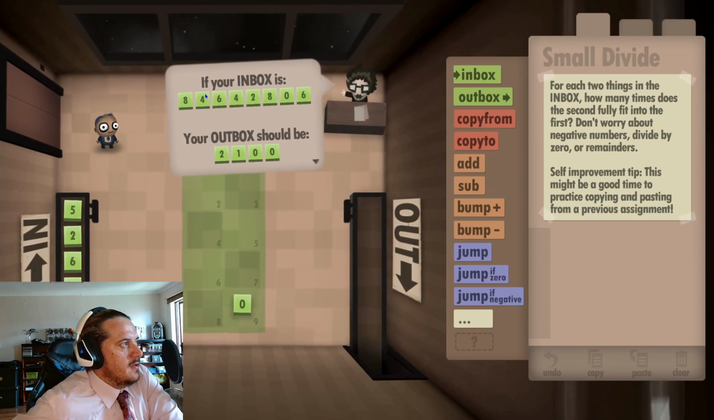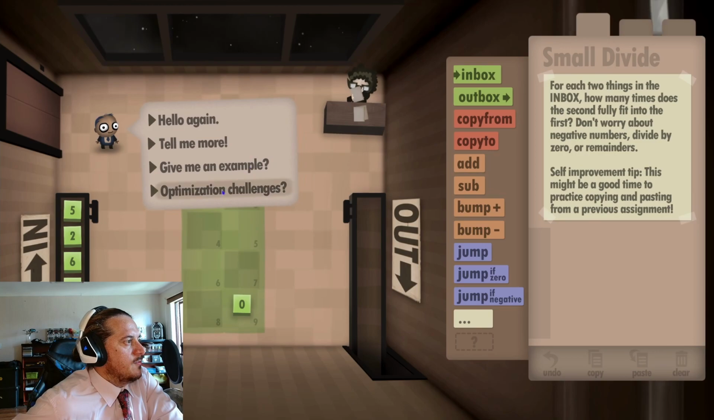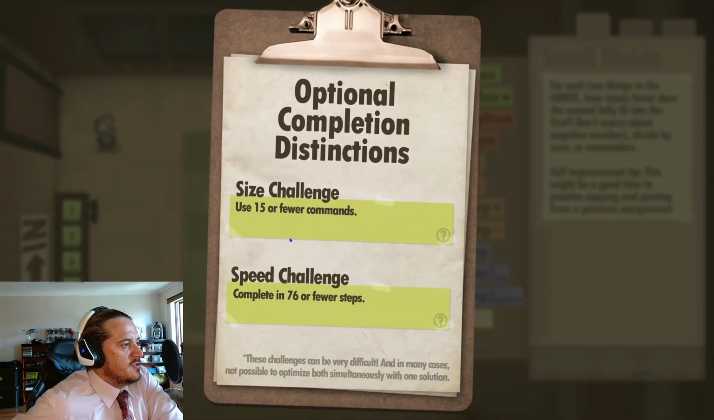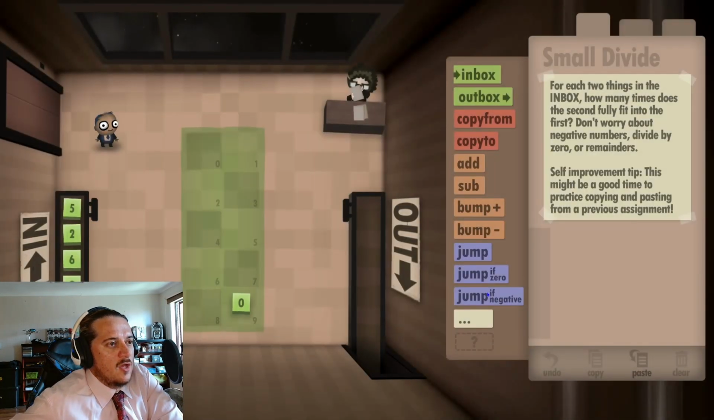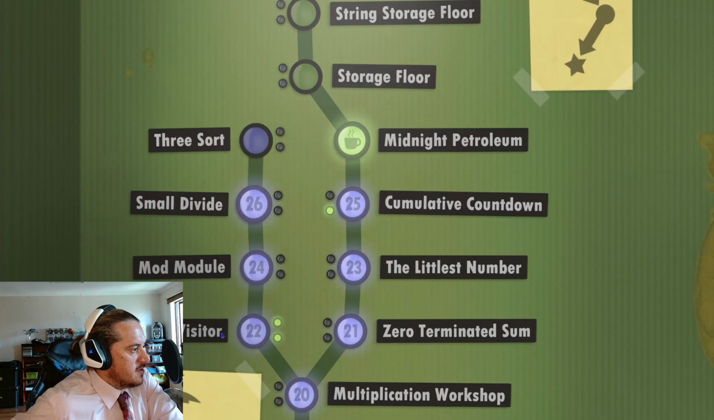Should be 2, 1, 0, 0. Yes, got it. Okay, so that makes sense. I understand what they're looking for. The challenge is 1576. Okay, so let me go back to where we did a divide before and do what they're saying. Why not follow the tips?